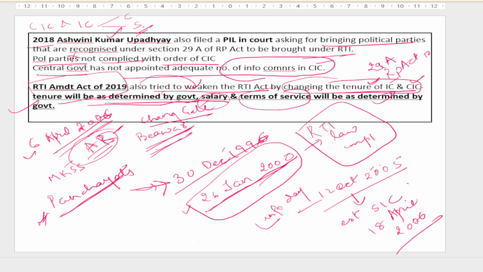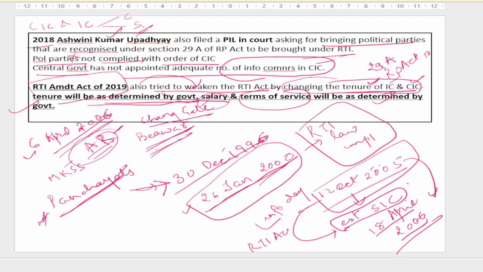Now, the Central Act was implemented on 12th of October 2005. After this, the state of Rajasthan established its State Information Commission on 18th April 2006, after the enactment of the Central Act, in accordance with the provisions of the RTI Act 2005. So this was a brief overview of the RTI Act in the state of Rajasthan.